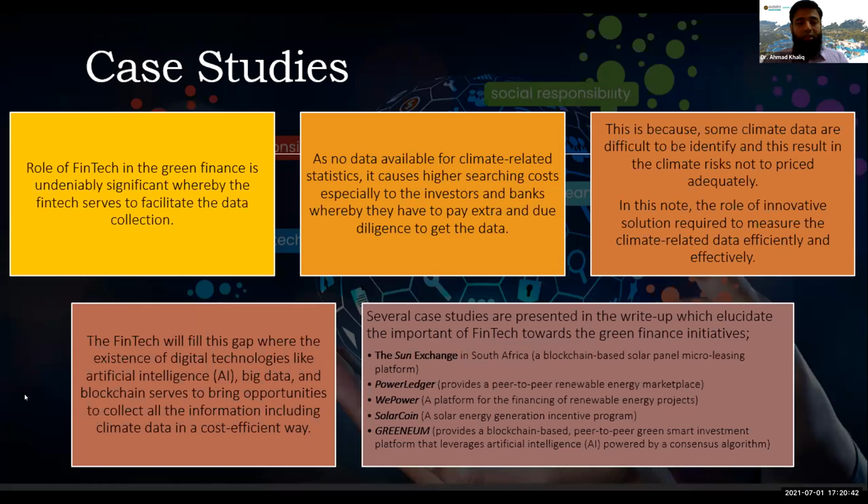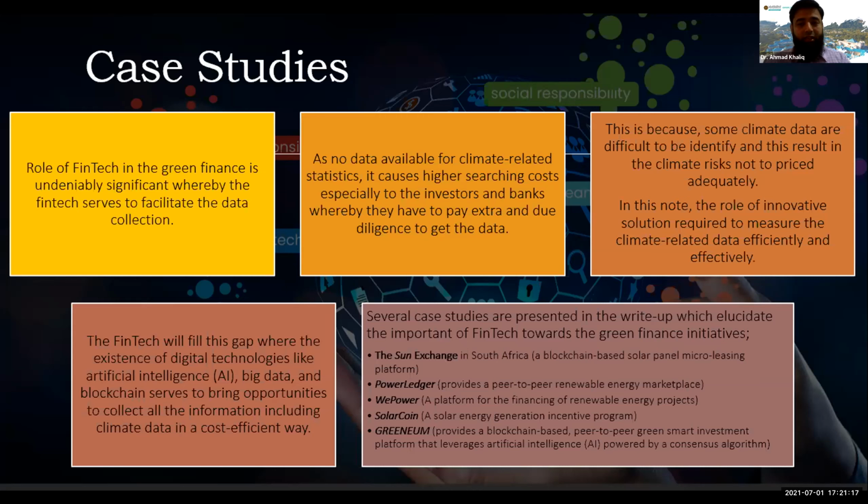In this note, innovative solutions are required to measure climate-related data efficiently and effectively, and fintech is found to fill the gap, where existing digital technologies like AI, big data and blockchain bring opportunities to collect all the information, including climate data, in a cost-efficient way. And as we mentioned, we summarized several case studies just to elucidate the importance of fintech towards green finance initiatives.